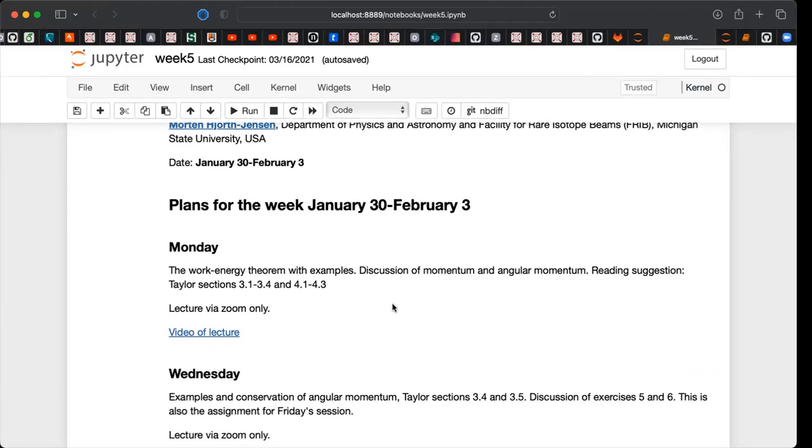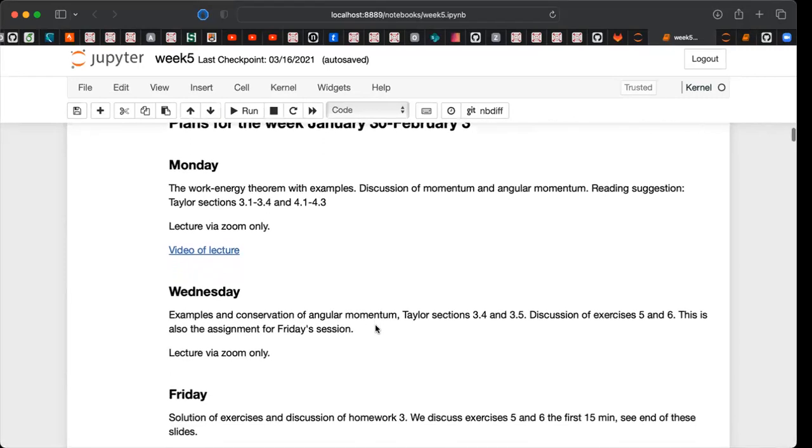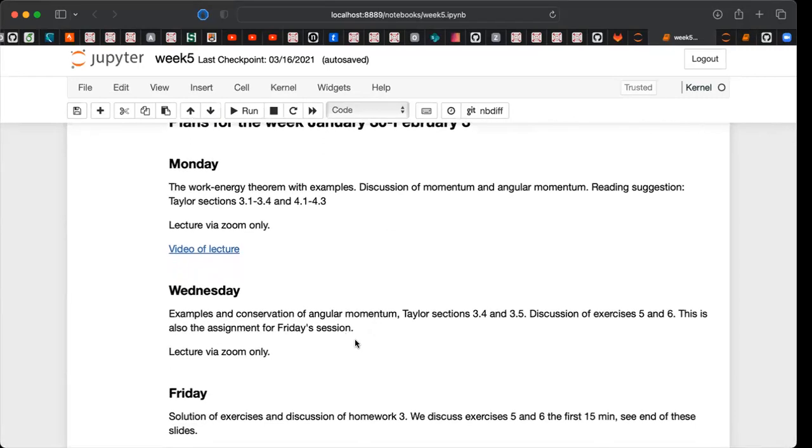And we started to scratch the surface of some of these conservation theorems, but we also looked at some specific examples. Today, we are going to look at the conservation of energy. We're going to look at conservation of angular momentum. And if we get time, we're also going to look at the conservation of angular momentum.